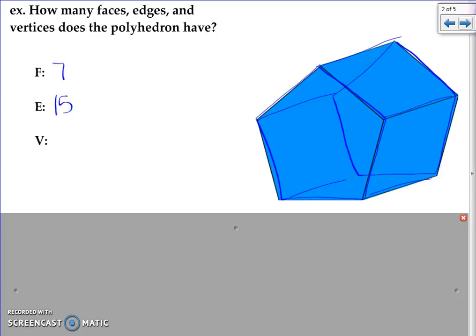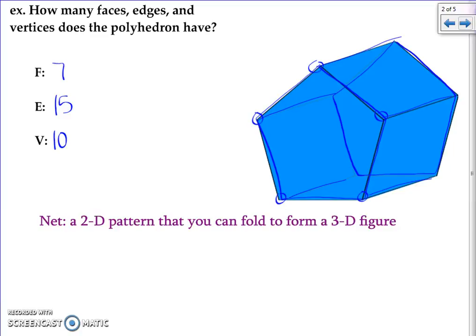Okay, vertices, those are the corners. How many corners are there? Okay, so that's the five on the front, and then there's five on the back. Questions? Okay.